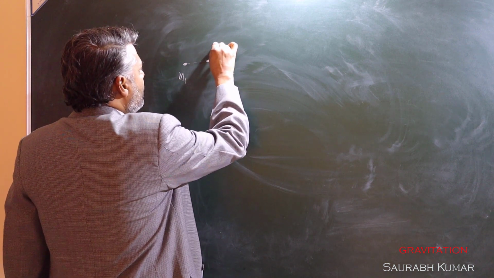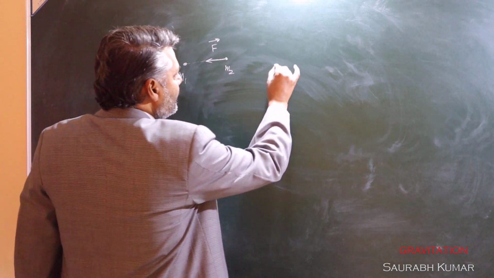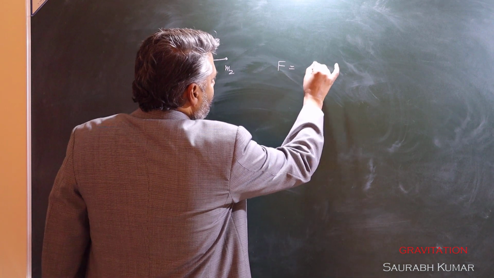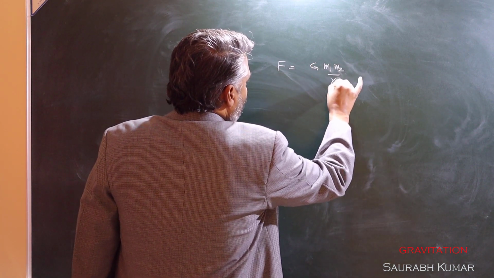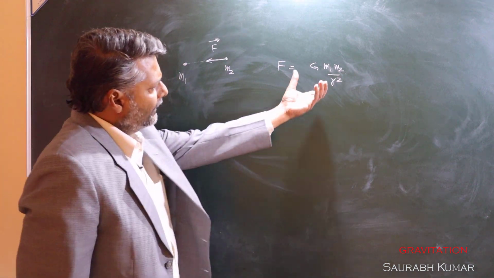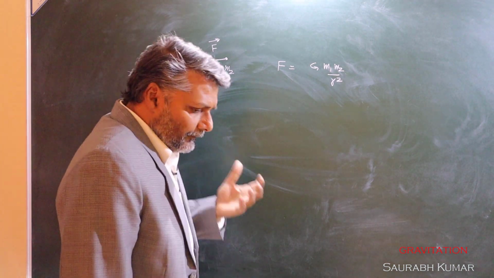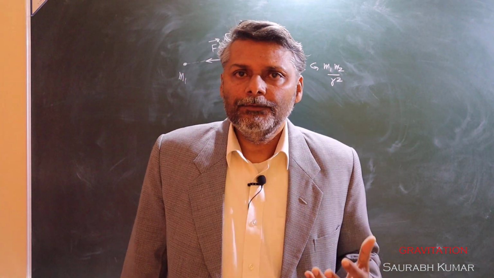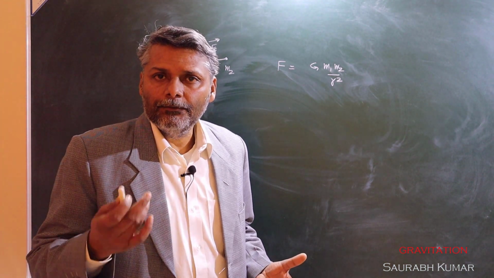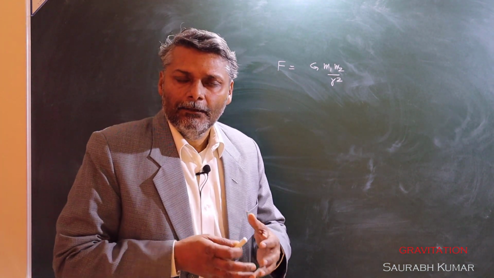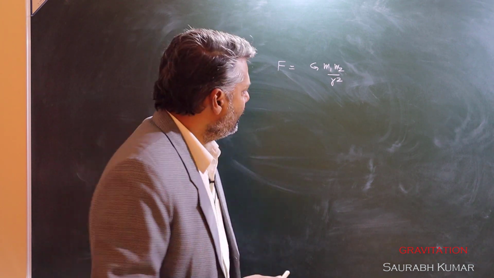So this is the direction of that force, say F, and the magnitude is G M1 M2 by R square. We want to convert this into a vector equation. The simplest method is to multiply by a unit vector. The easiest vector to write, try to recall, as I have discussed in kinematics, is the position vector.